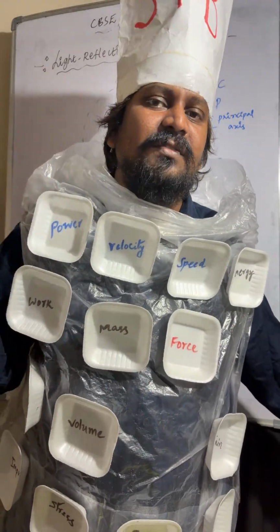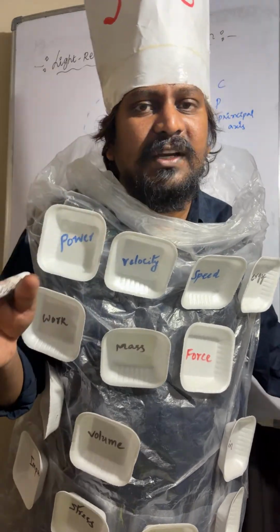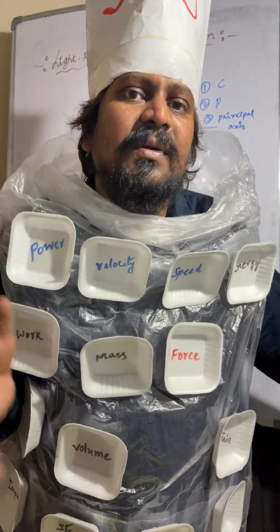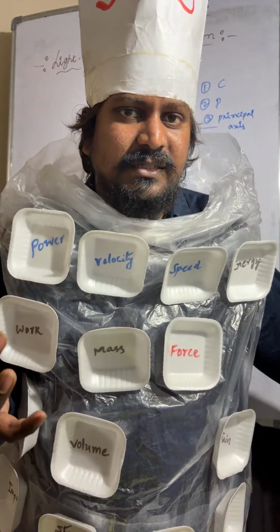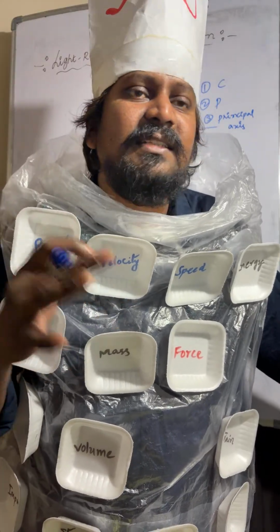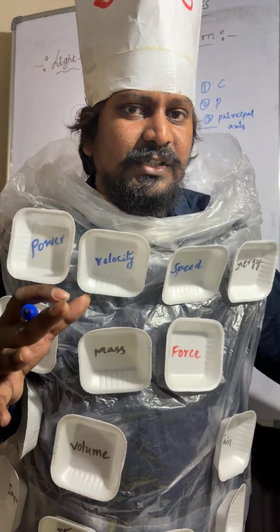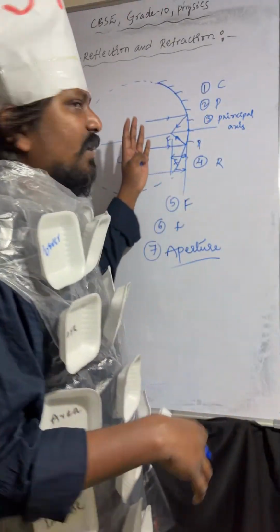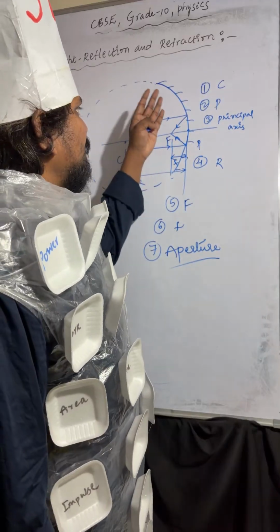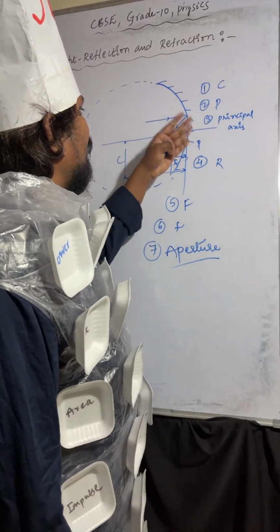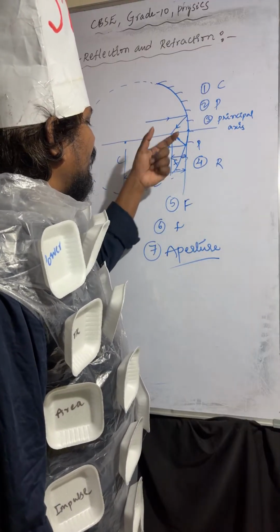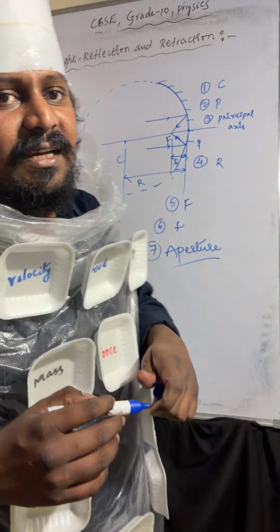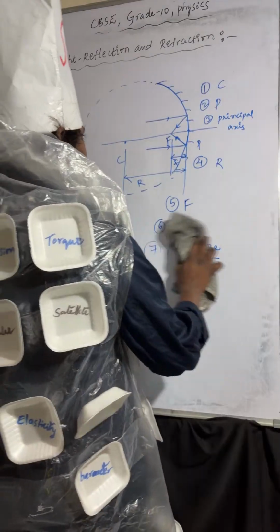And the width or diameter of the reflecting surface, where reflection of light takes place, is called the aperture. This is the aperture. So center of curvature, pole, principal axis, radius of curvature, focus, focal length, aperture: these are the terms related to spherical mirrors.